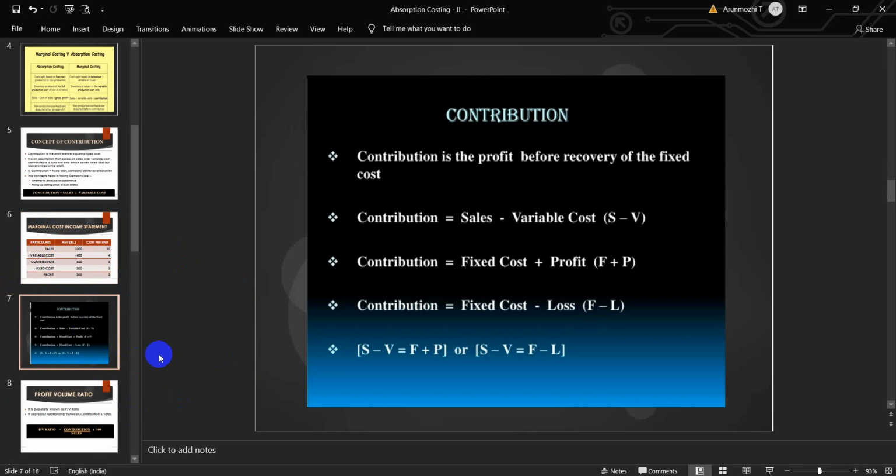Contribution is a profit before recovery of the fixed costs. The formula for it can be attained according to the particulars given in the sums. Contribution is equal to sales minus variable costs. Contribution is equal to fixed cost plus profit, or contribution is equal to fixed cost minus loss.